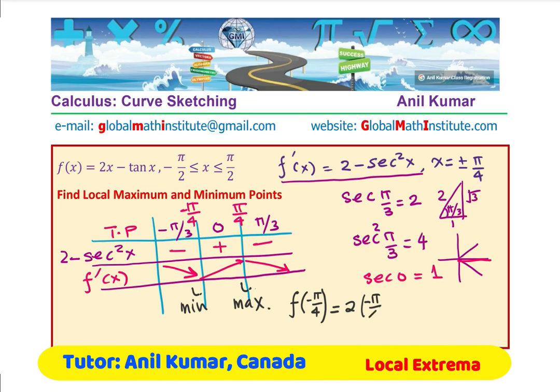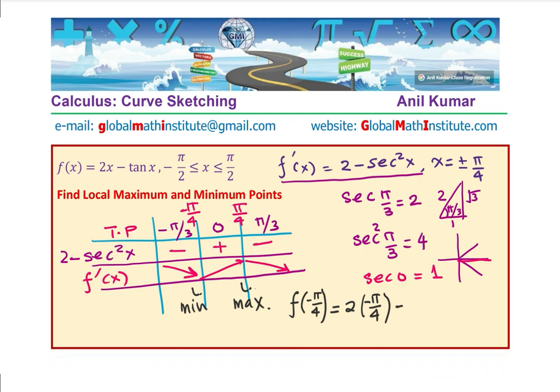minus pi by 4 and tan x. Tan x is negative here, right? Negative 1, right? So it is minus of tan of minus pi by 4, which is negative 1, so it makes it positive. So we have a value which is negative pi by 2 plus 1, 1 minus pi by 2, right? Now pi by 2 is greater than 1, so this is a negative value, right?